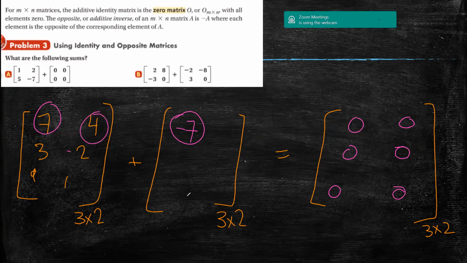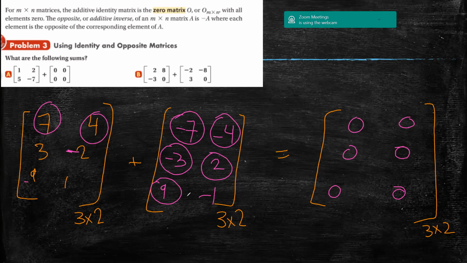What is the opposite of 4? -4. Opposite of 3? -3. Opposite of -2? 2. Of -9 is 9, and of 1 is -1. If you add each corresponding element, you will get the 0 matrix. Is it clear? Yes. Okay.